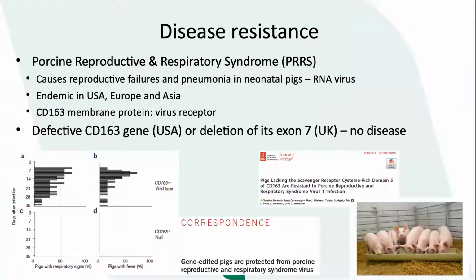You can also use the genome editors to increase disease resistance. One example is to avoid porcine reproductive and respiratory syndrome. This syndrome causes reproductive failures and pneumonia in pigs. It's endemic in the US, in Europe, and Asia. Two different groups, one in the US and another in the UK, knocked out one gene.